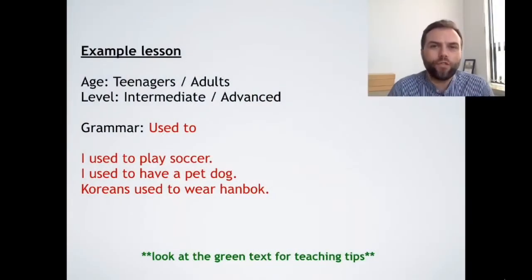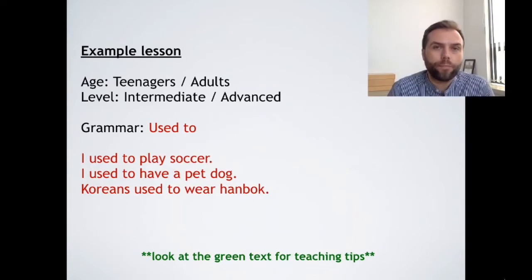Hi, so in this video I'm going to show you an example lesson. This is a grammar lesson. Generally it's aimed at kind of teenagers to adults. It's not a young learner lesson, and the level is kind of intermediate to advanced. You could adapt this to fit different levels. Okay, so the grammar point of this is used to.